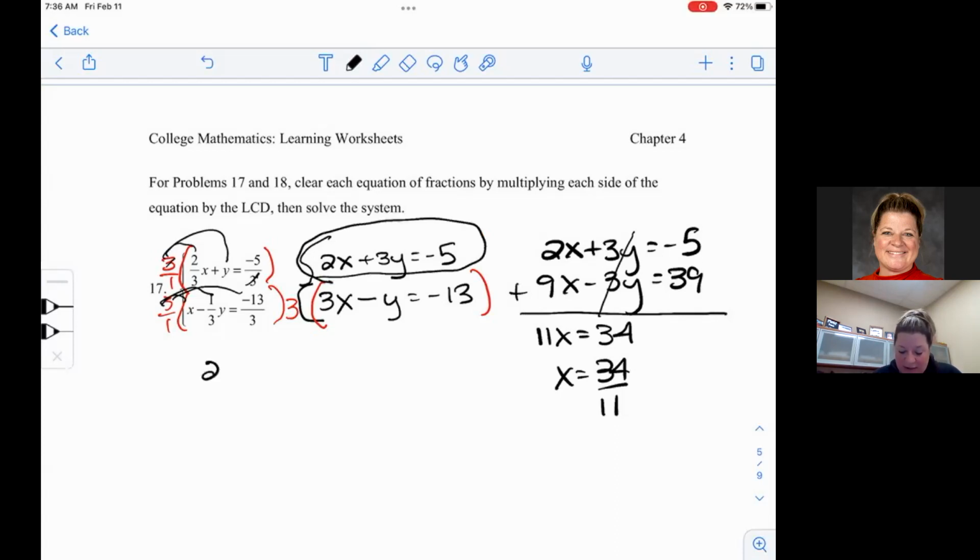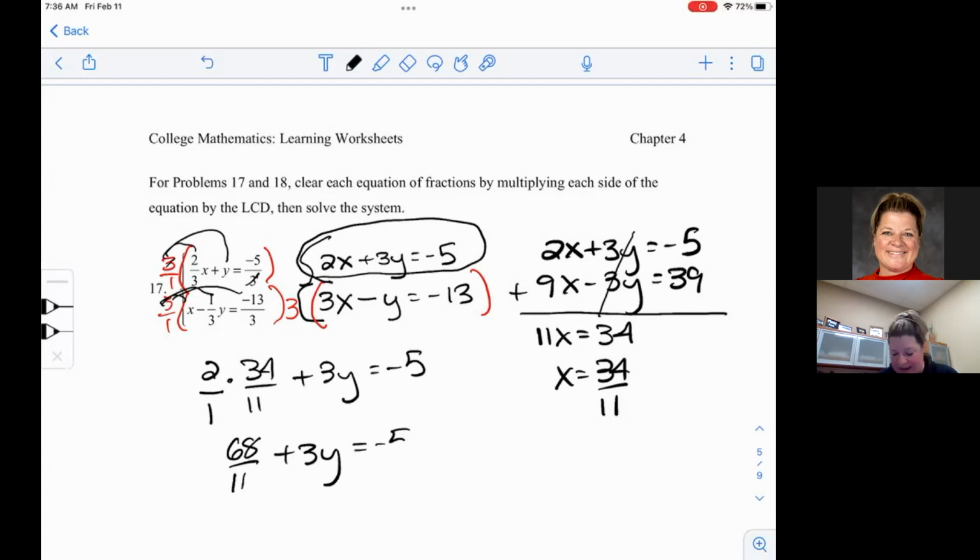So 2 times 34/11 plus 3y equals -5. So when I times these, think of this as 2 over 1. So 34 times 2 is 68/11. I assume it has a fraction answer, but I feel like I might have missed something, but I don't think I did. I don't think I made any mistakes.